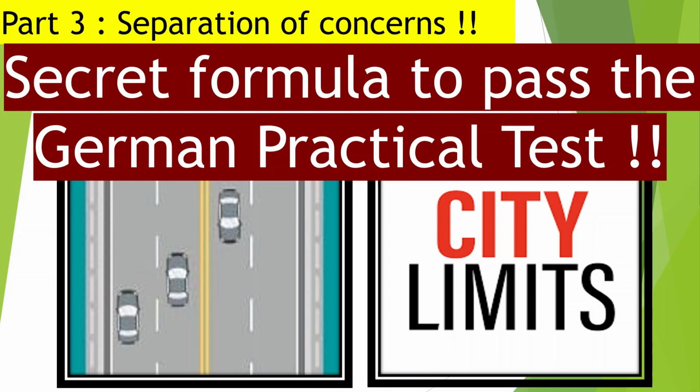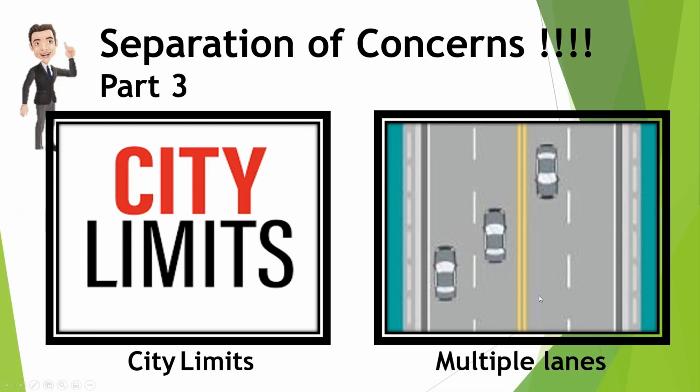If you have not yet watched part 1 and part 2 of separation of concerns, I suggest you watch them to get a continuation. So in this video, we shall look at two areas. One is city limits and second, multiple lane scenarios in cities. We shall look at multiple lane scenarios at Autobahn in a different video.